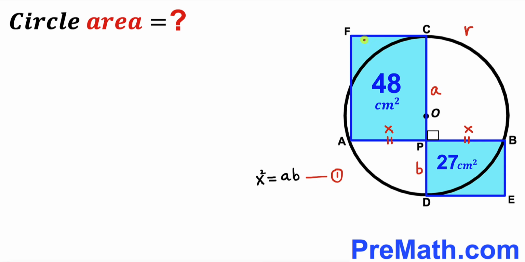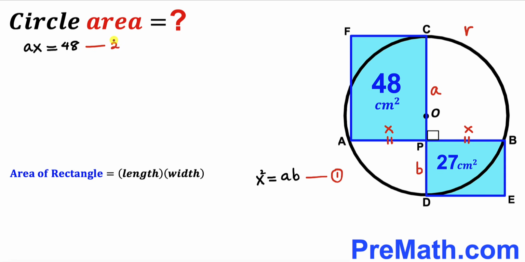And here's our next step. Now we are going to focus on this larger blue shaded rectangle AFCP. And now let's recall the area of rectangle formula. Area equals length times the width of this rectangle. And here in our case, our dimensions are x and a. The area is 48. So therefore, we can write for this larger rectangle, a times x is going to be equal to 48. And I'm going to label this one as our equation number 2.